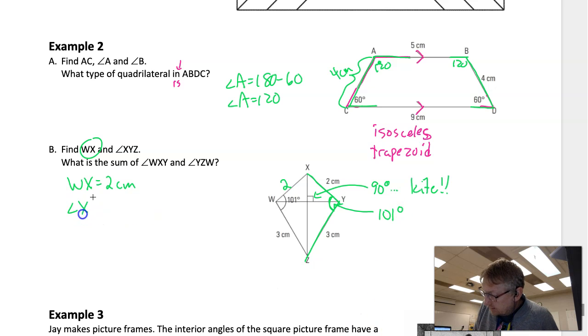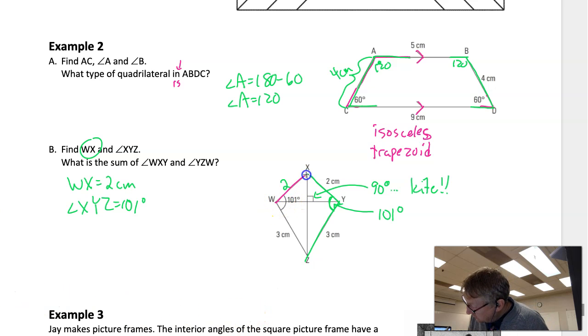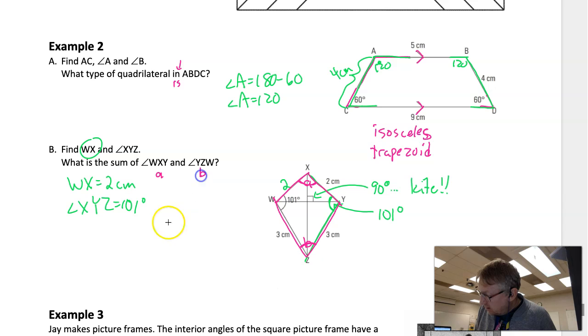Angle XYZ is 101 degrees. What is the sum of angle WXY? WXY makes this angle. YZW makes this angle. So let's call it angle A and angle B just for similarity. A and B. What do A and B add up to?